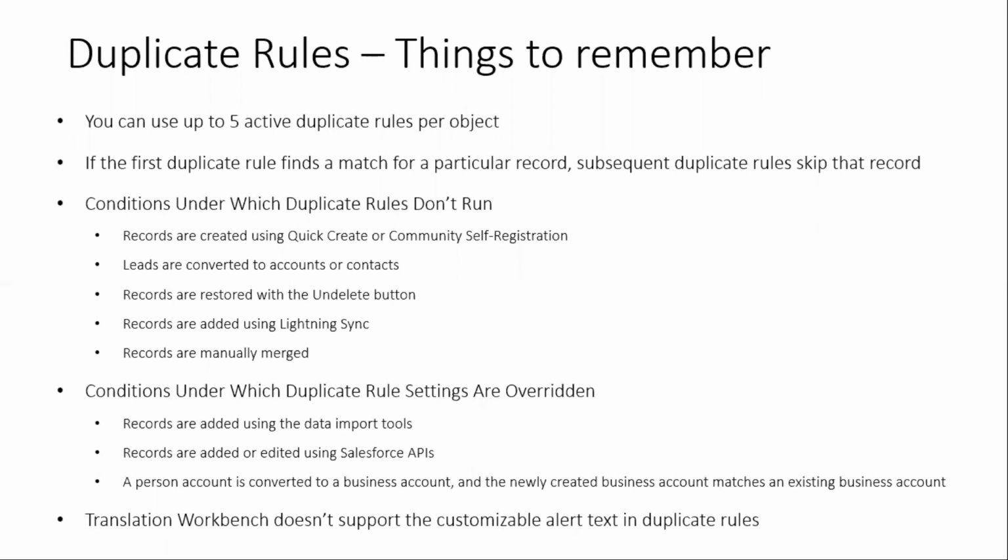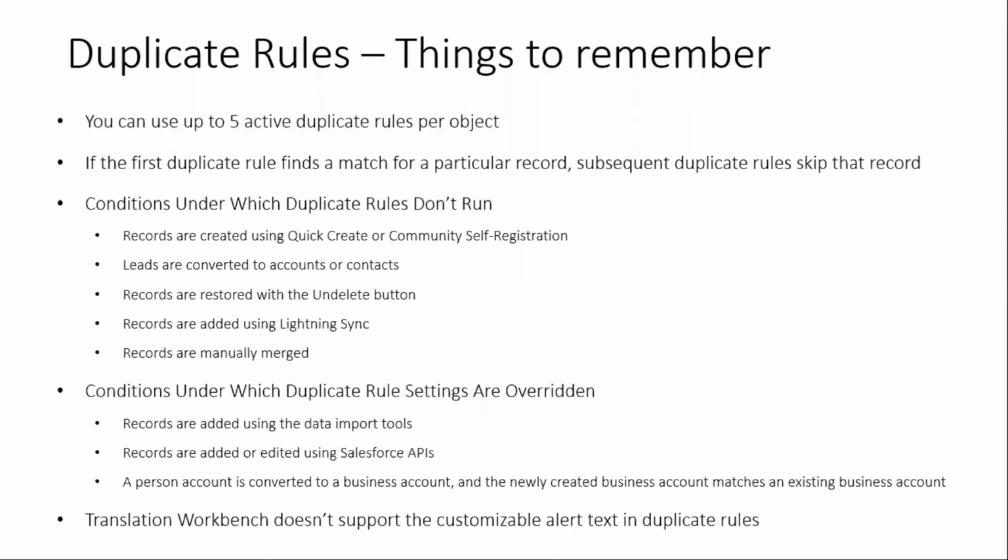Conditions under which duplicate rules don't run: records are created using quick create or community self-registration. Leads are converted to an account or contact. Records are restored with the undelete button. Records are added using Lightning Sync, and records are manually merged. So on these conditions, duplicate rules don't run.